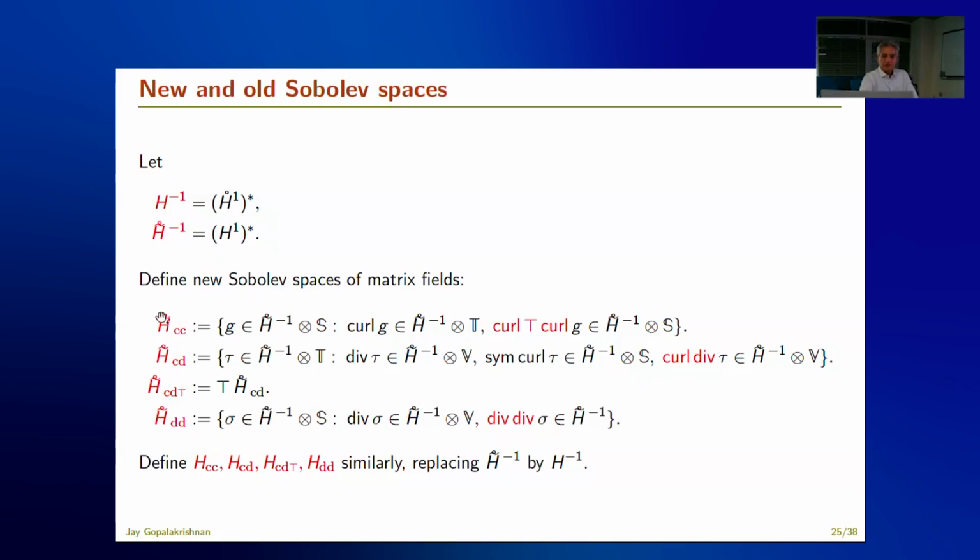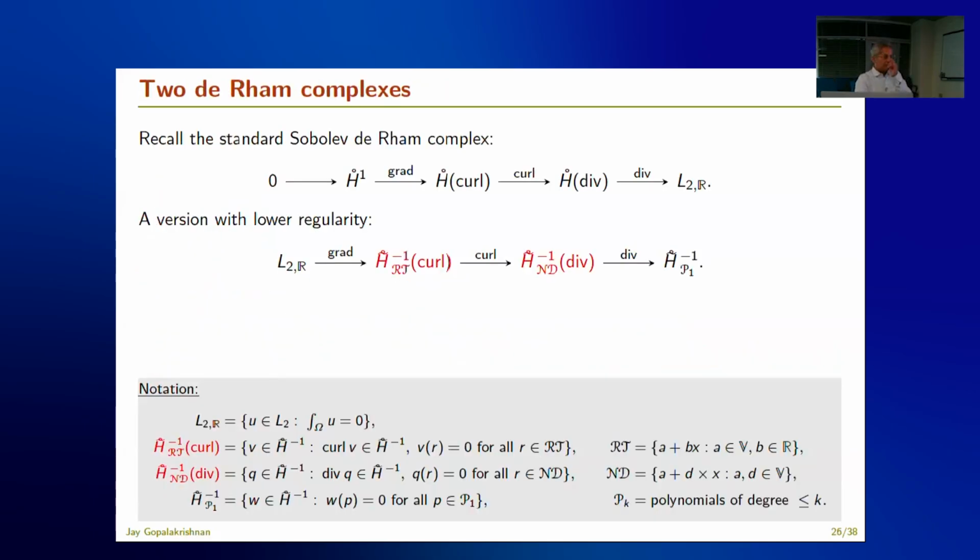And there are analogs of these spaces where you omit the tilde and you just put the standard H-1, and you have these spaces. All these spaces and all these spaces, the only difference between these two are boundary conditions. Okay, so I'm going to give you this commuting diagram picture with these Sobolev spaces in a second. First, I'll start with the standard Sobolev de Rham complex using H1, H-curl, H-div. There is a version with lower regularity.